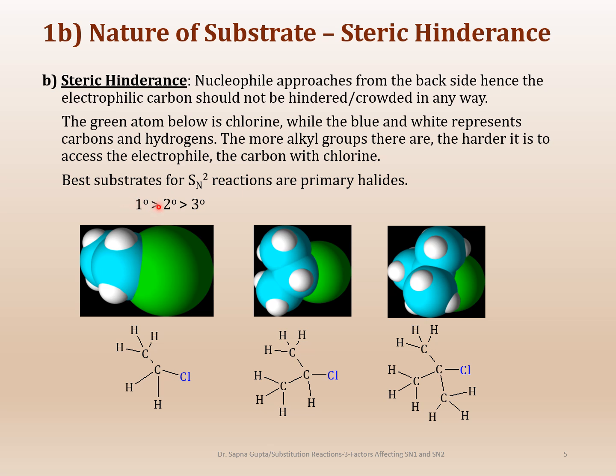So primary is better than secondary, better than tertiary. In tertiary, the carbon is not even accessible. Okay, so I mean tertiary wins out even for SN1 regarding steric hindrance and also stability of the carbocation. Okay.